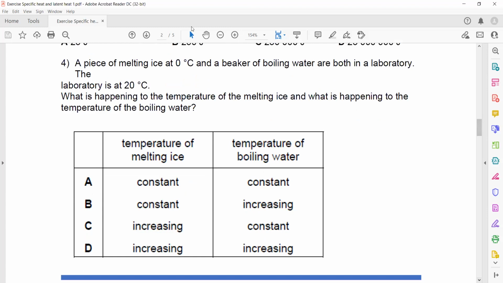A piece of melting ice, so ice is melting at 0, and boiling water is there in a lab at 20. What happened to temperature? Whenever there is a change in state, there is no change in temperature, because melting ice means a solid is converting into liquid, and boiling water means that a liquid is converting into gas. So the temperature of melting ice or boiling water will remain constant. It won't change.